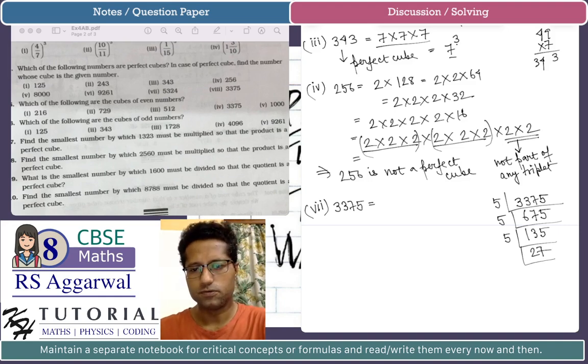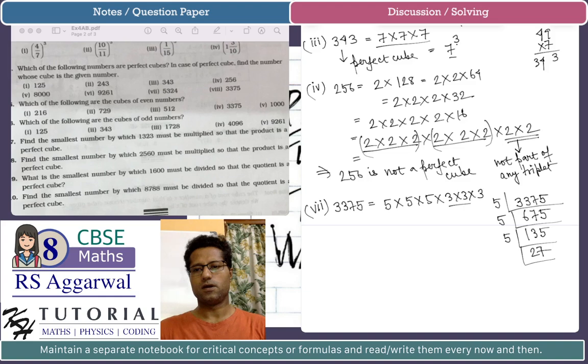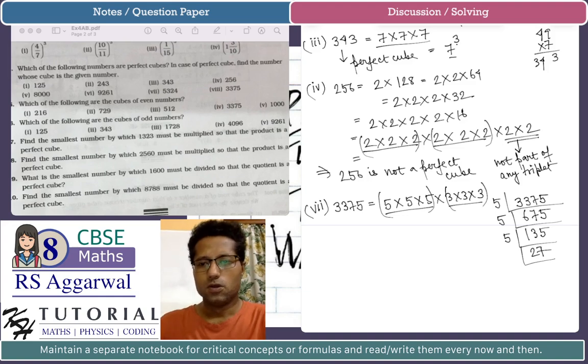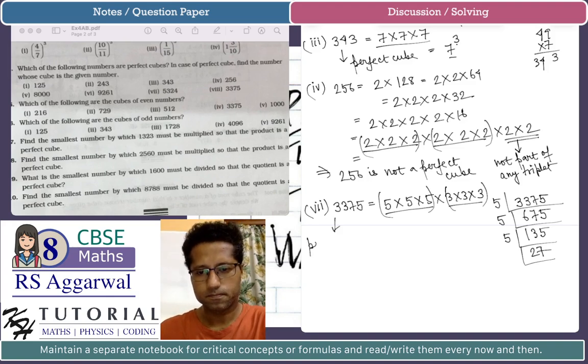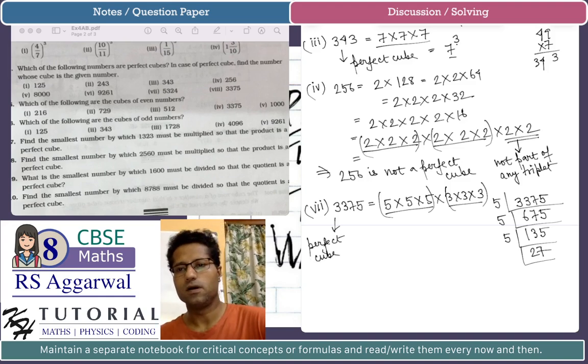So this is 3375. Its prime factorization will be 5 into 5 into 5, and definitely 27 is 3 into 3 into 3, and we can see we can form two triplets. One triplet is having equal factor of 5 and another triplet is having equal factor of 3. So this is a perfect cube, since all the factors in the prime factorization are part of a triplet.